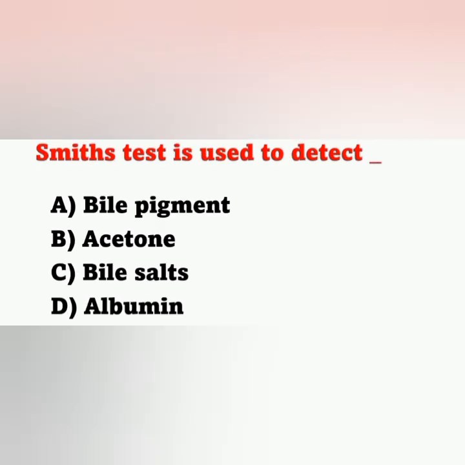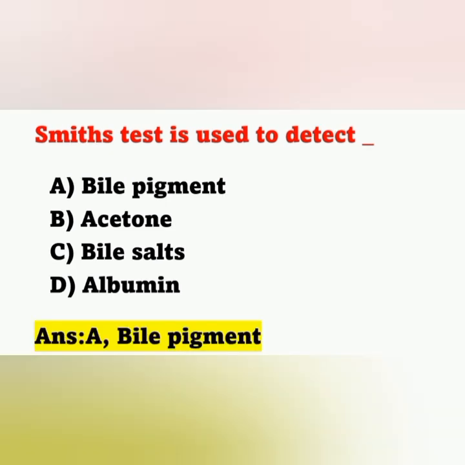And the next question, Smith test is used to detect options, option A bile pigment, option B acetone, option C bile salt, option D albumin. Smith test is used to detect bile pigment. Option A is the correct answer.